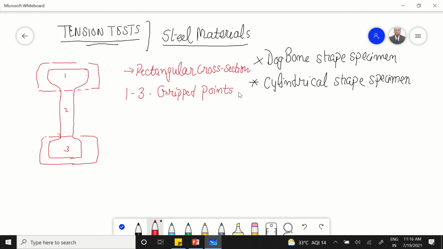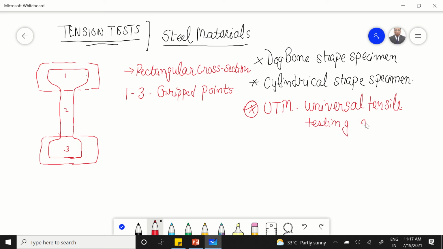Now, what are these grip points? These are those points which actually go into the gripper of the machine which performs a tensile test. The commonly used machine that performs the tension test in order to evaluate the mechanical properties of any material is the UTM. We call it the universal tensile testing machine.